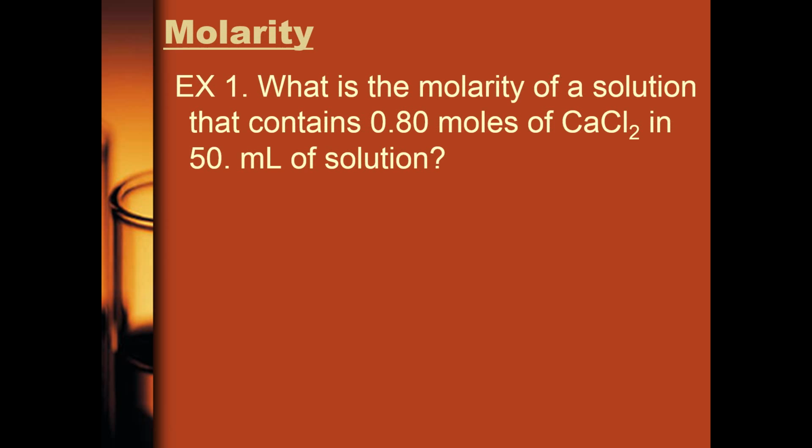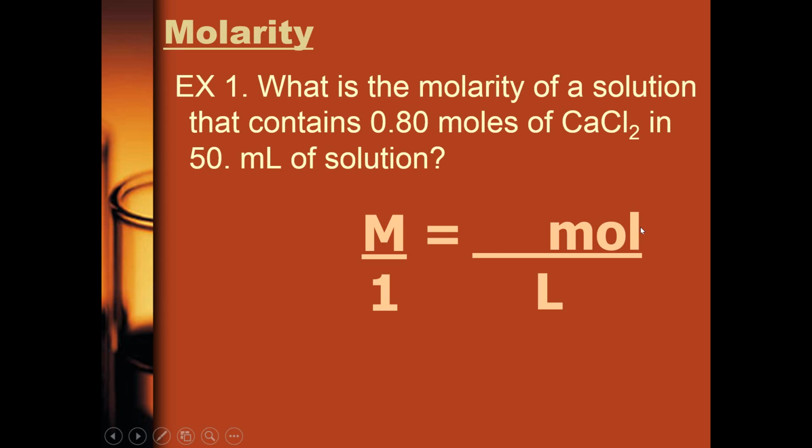When it comes to molarity, it can be solved using a simple formula. So let's start off with this. We always want to start off with the formula big M, and I always put this over 1 because it makes it easier to solve algebraically. So big M over 1 equals moles over liters. And we're just going to plug in our numbers from the problem.